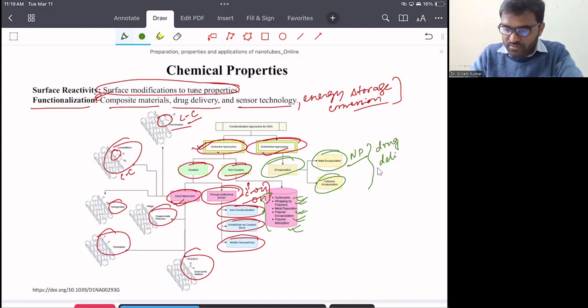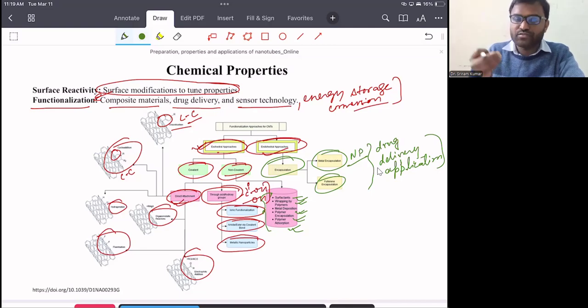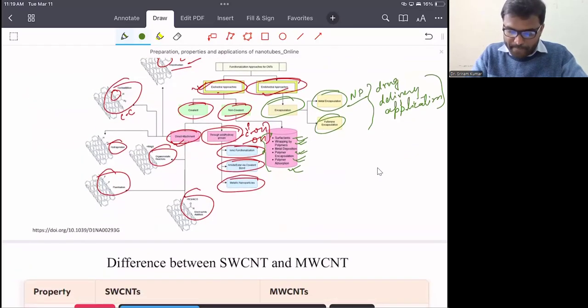Drug delivery application. This is a very important aspect in which you can encapsulate your drug inside the CNT and deliver that drug to particular organs or tissues, and that is a very important application of this kind of material.